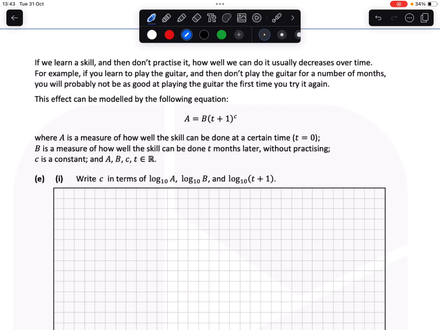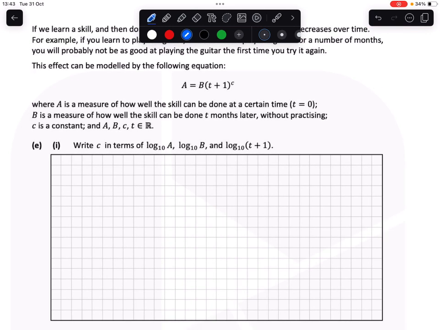So what we want to be doing is we want to be taking all of these and putting them into log form. So we have log 10A is equal to the log of 10B, which is multiplied by t plus 1 to the C. Remember our rules of logs. We have log of 10A. This is going to be equal to the log of 10B plus the log of 10 t plus 1 to the C.